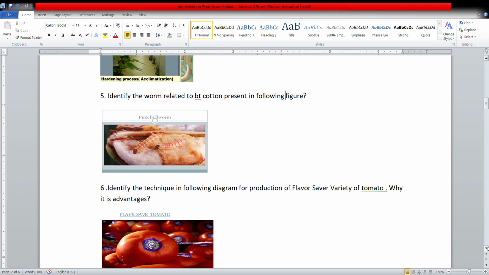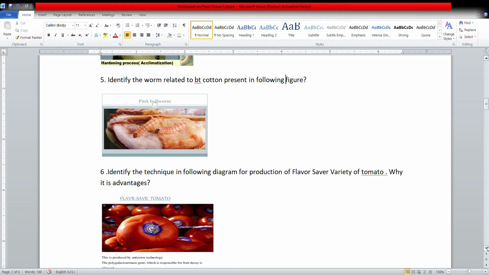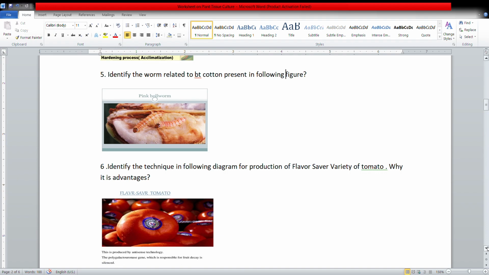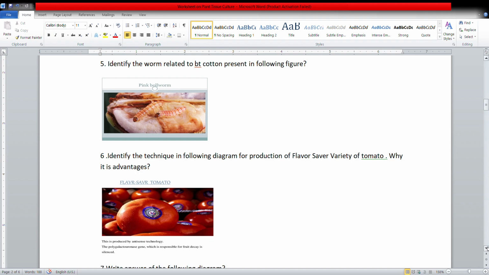Next, identify the technique in the following diagram for the production of the Flavr Savr variety of tomato. Why is it advantageous? You know, antisense RNA technology, that is, hybridization of the sense strand of RNA, which is responsible for ripening of the fruits, by an antisense strand, will prevent the formation of the enzyme responsible for ethylene production. So delayed ripening of the fruit occurs due to that antisense RNA technology inside the tomato. So we can increase the shelf life. That variety is known as the Flavr Savr variety, and we can increase the shelf life of that tomato variety.